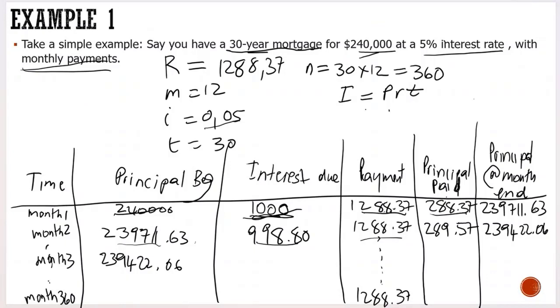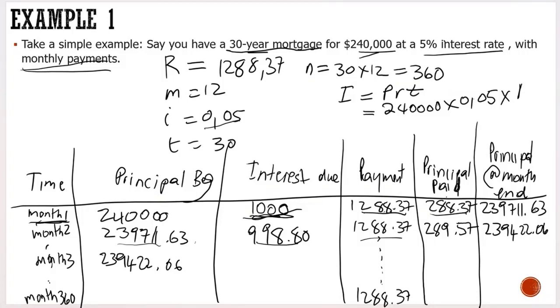So here, what is our principal for this month? It is 240,000. So we've got 240,000. What is our interest rate? 0.0. And then the time. So we are working with months here. So the time here is only 1 month. It's monthly, every month. So our month here is 1.